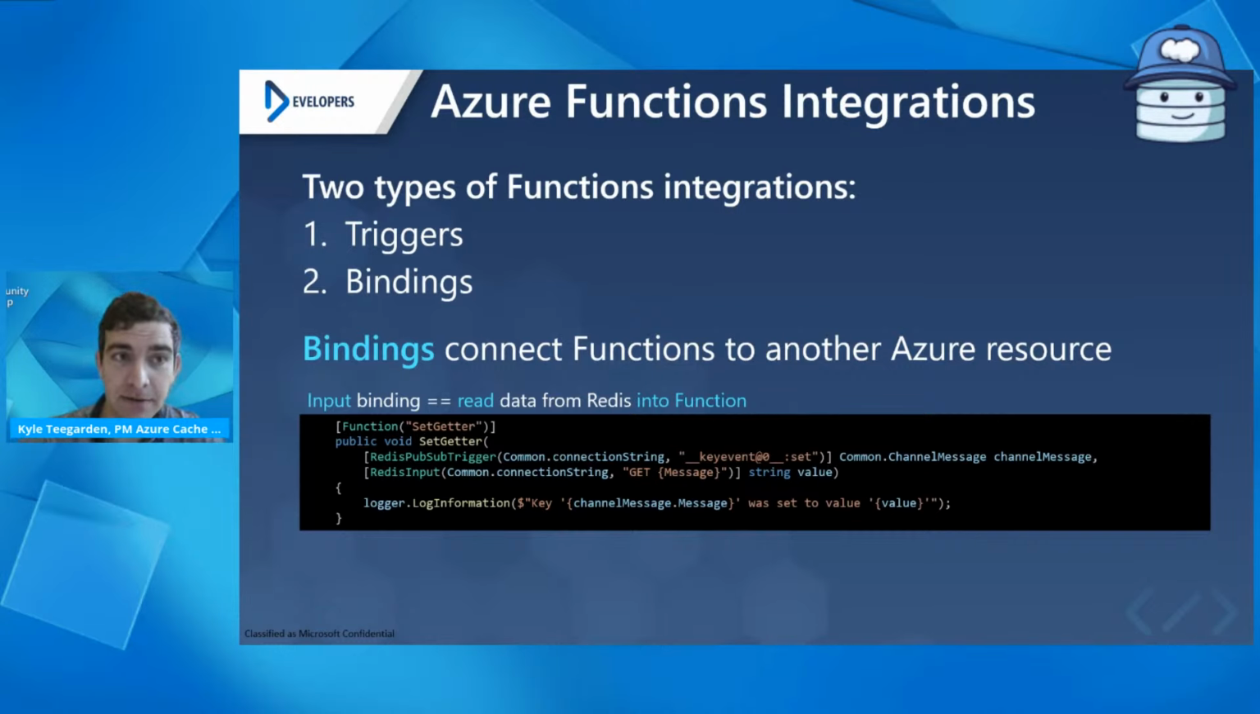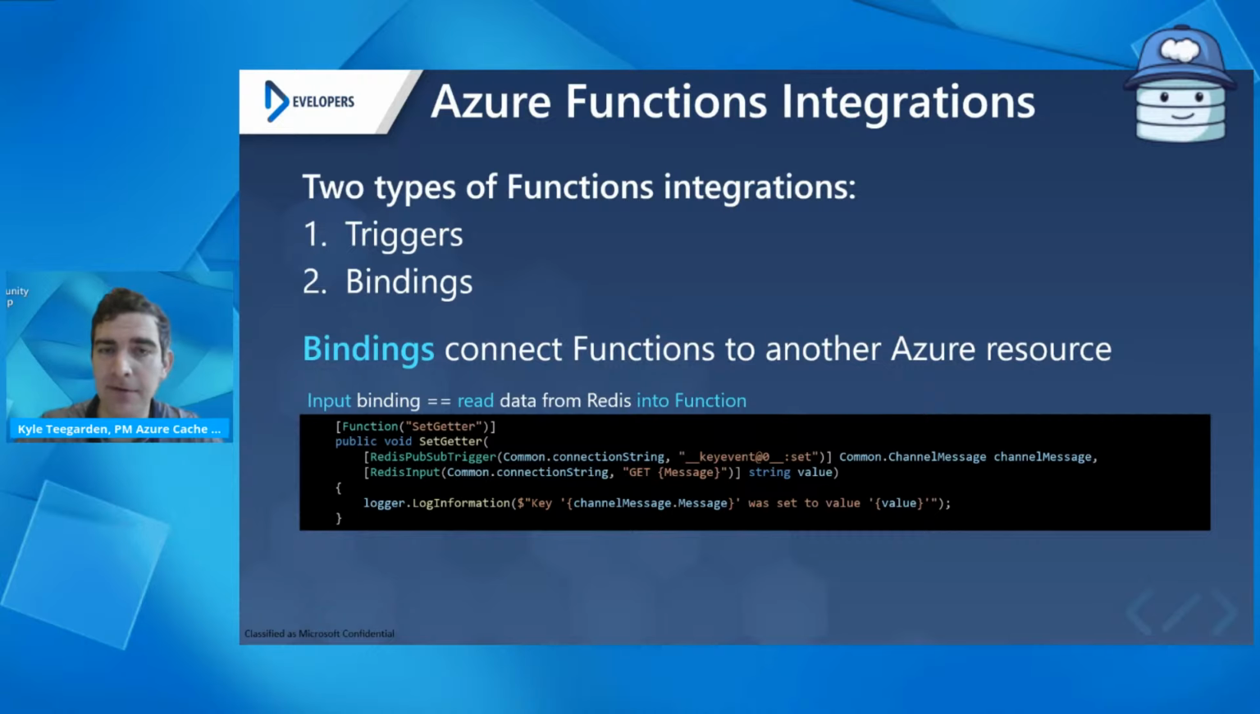And you can see it's literally one line of code. It's the fourth line there. The Redis input, we give our connection string, and then basically we're saying this is going to be a get command. So we're reading a value as defined by message, and getting that value back, string value. So here we're basically just logging the key that was affected, and then we're pulling the value of that key using the input binding.